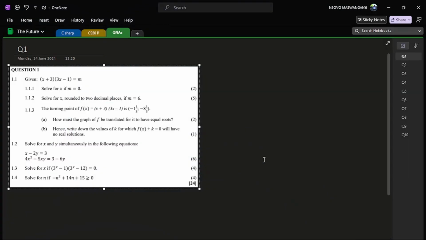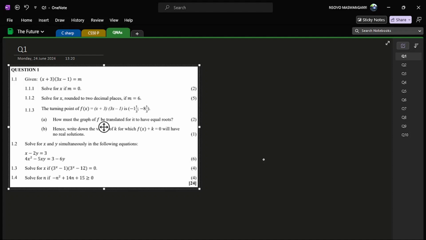Question 1 says, given (x + 3)(3x - 1) = m, solve for x if m equals 0. Questions like these, we know that we don't have to sweat a lot because they are only 2 mark questions. They shouldn't bother us that much.